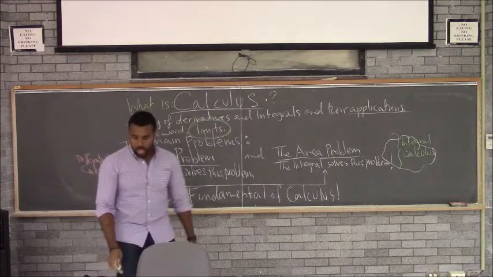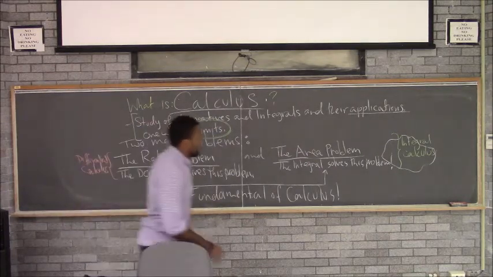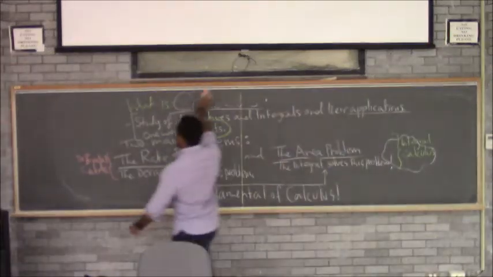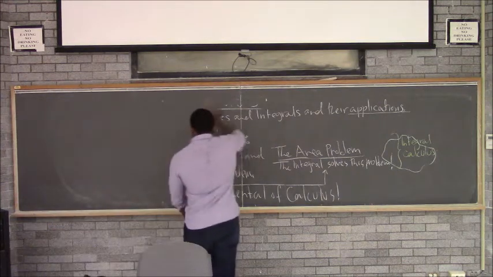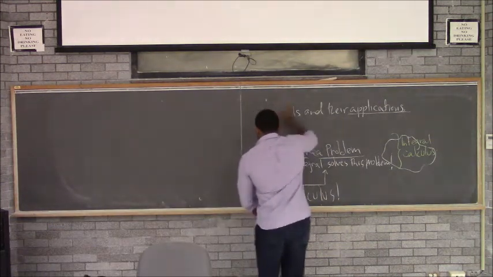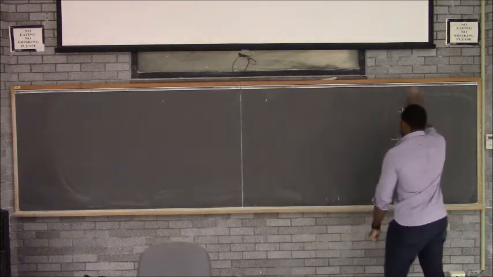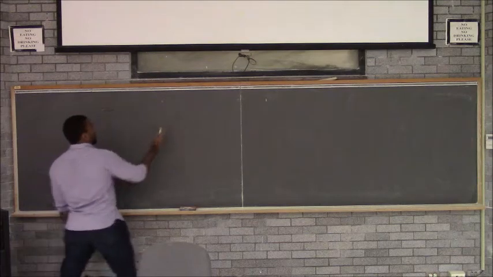And that's going to be our first topic. So let's do limits. What is a limit? How do these things work? Why are they important? How do they allow us to solve the rate problem and the area problem? Well, let's see. Limits.